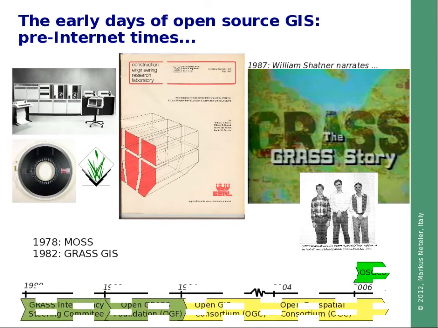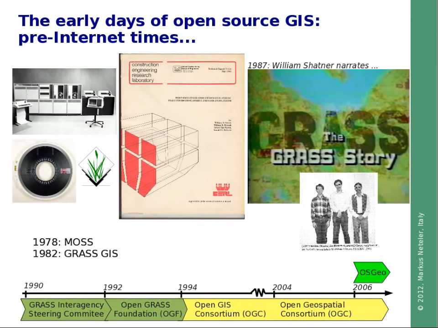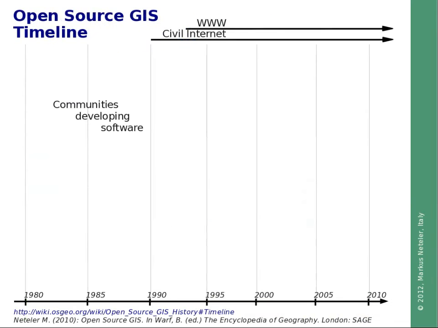Interestingly, if you look at the Open Geospatial Consortium history, you can see that it derived from the GRASS Interagency Steering Committee, which then turned into the Open GRASS Foundation. In 2006, the OSGeo, the Open Source Geospatial Foundation, was founded in order to have an umbrella foundation for the various open source GIS projects out there.